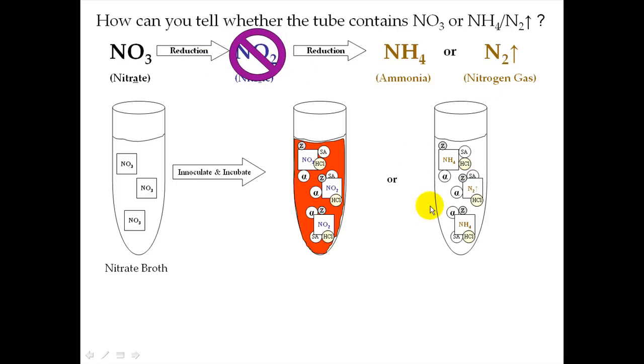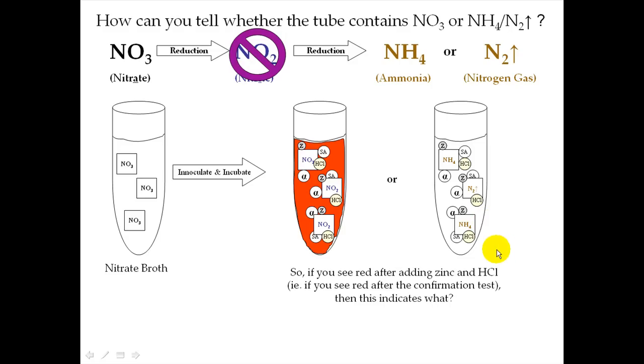So the bottom line, the take-home point for this tube, is that if you add the sulfanilic acid and alpha-naphthylamine, see no red, then you add the zinc and HCl, you see no red, that tells you that the bacteria that you put into that tube are capable of reducing the nitrate, and they reduce it all the way down to ammonia and nitrogen gas. That's why it remained clear. So again, that's the explanation as far as why you add all this stuff during a nitrate test.